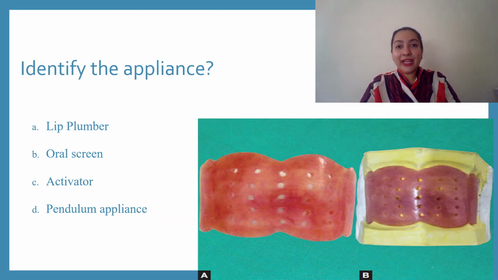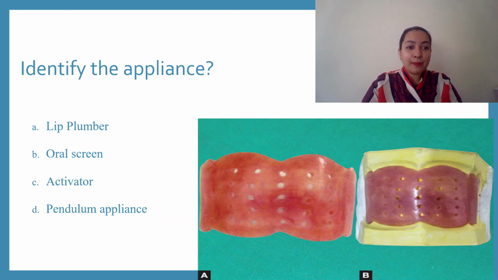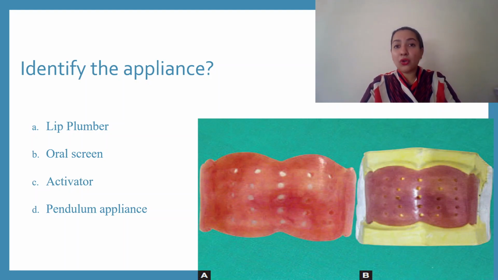Activator, no. We have discussed in the previous MCQs, previous image-based question part 1, how an activator and how a bioreactor look. Next, pendulum appliance. No, this is not a pendulum appliance. Pendulum appliance has an acrylic portion in between with wire components coming out of it. It is used for distalization of molars, premolars, right? So it is basically used for distalization of arch. The figure shown here is of oral screen which is used in mouth breathing habit.